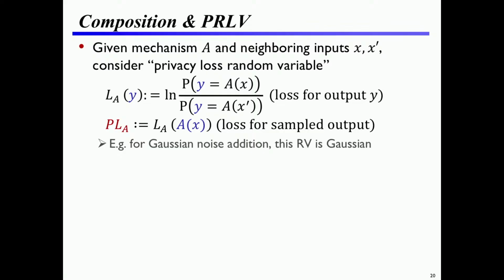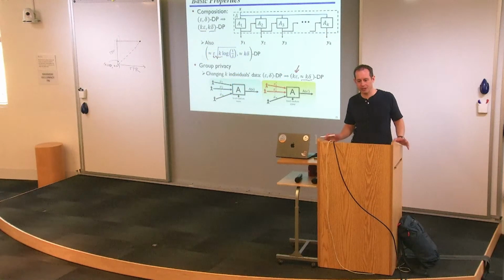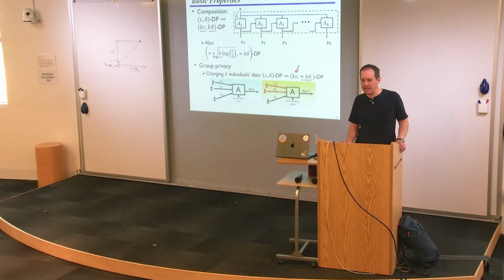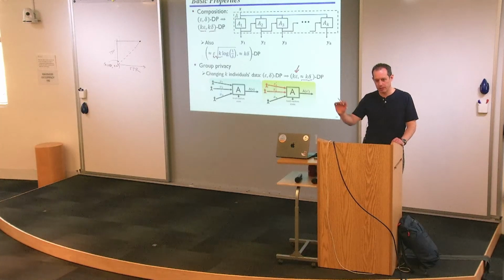So if you change k data points, is it possible to get a square root k epsilon? Not in general. It depends on the shape of the algorithm, meaning the structure of the algorithm. For many, many algorithms, including the noise addition one we saw, it's really linear in k.